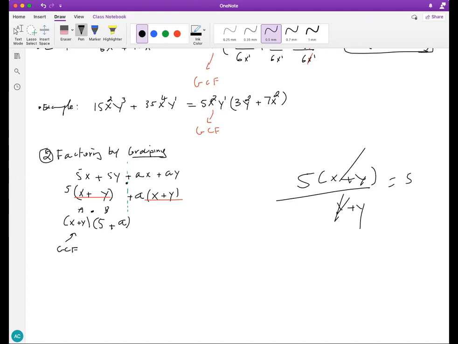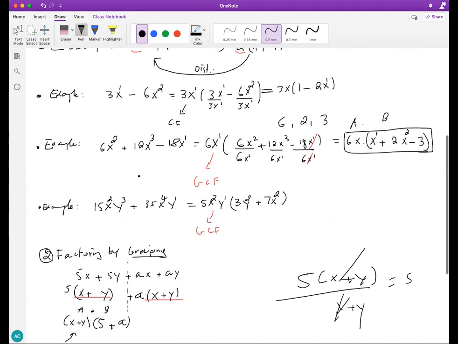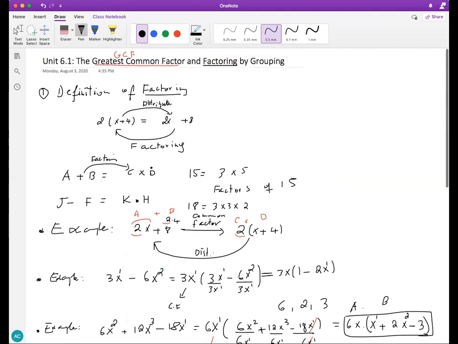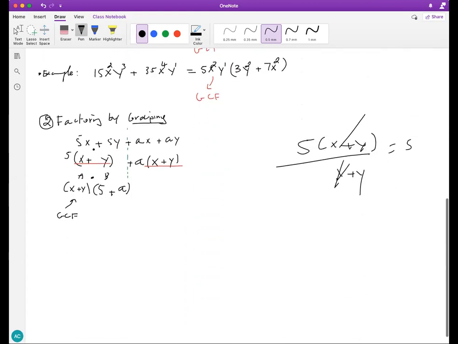So that's factoring by grouping. If you don't see a GCF, then try to group your terms, factor each group by itself, and then at the end you may end up with a bigger common factor like this, which you move to the front and then divide to get your expression factored. So in this case, this is done, and that's our answer.